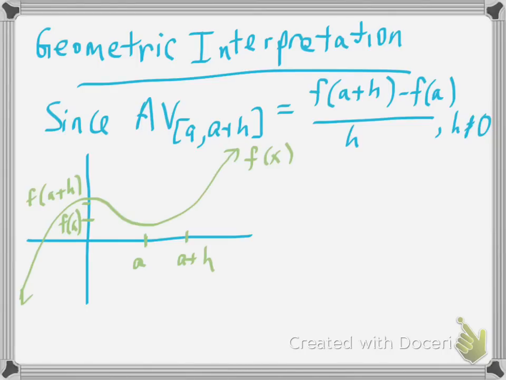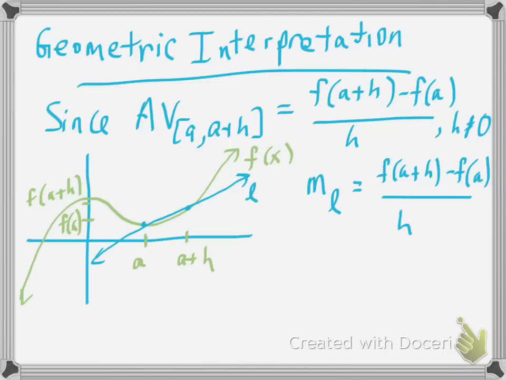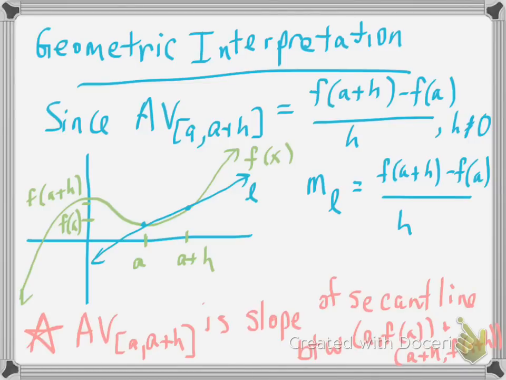So here I have a function f of x, and I have a and a plus h, and the corresponding y values marked. And so f of a plus h minus f of a, that's my change in function values, in other words, my rise. And my h is just a plus h minus a, or my run, and that's exactly the slope of the line connecting a, f of a to a plus h, f of a plus h, and we call that line a secant line. So average velocity is the slope of the secant line between a and a plus h.